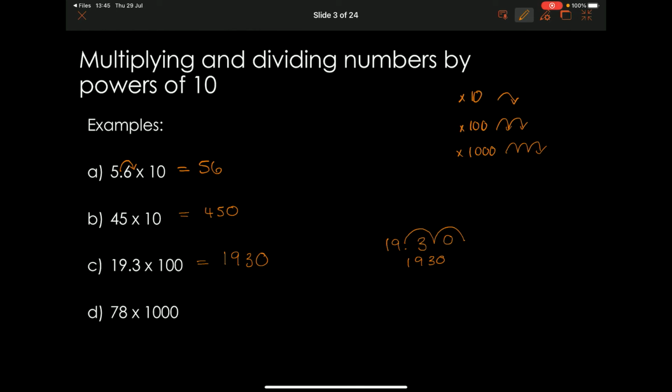And then the last one is 78 times 1,000. And because it's timesing by 1,000, it doesn't have a decimal point in there. So we just add 3 zeros because it's 1,000. So that would be 78,000. Okay, easy as that then. Moving on.